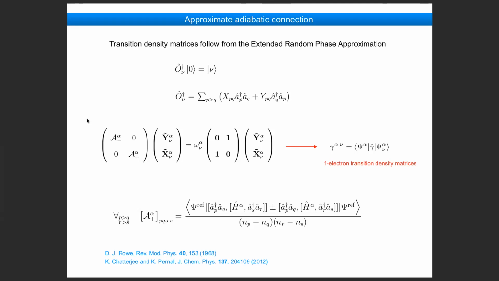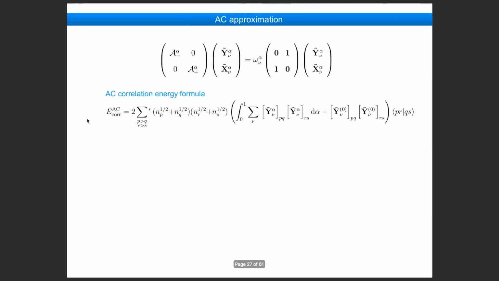We just needed some approximation for transition density matrices, and we use RPA, extended RPA for it. The good thing is that to construct these matrices A and B, you only need 1 and 2 electron density matrix. And this is actually a consequence of the fact that we only have singly exciting operators in this excitation operator. So this is the part where the method I'm talking about is very similar to what people do in DFT, although it's not a DFT function in the end.